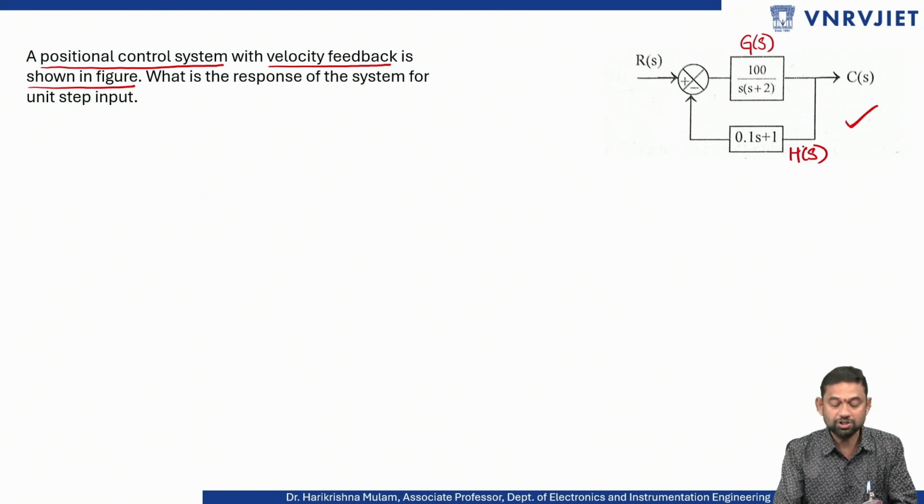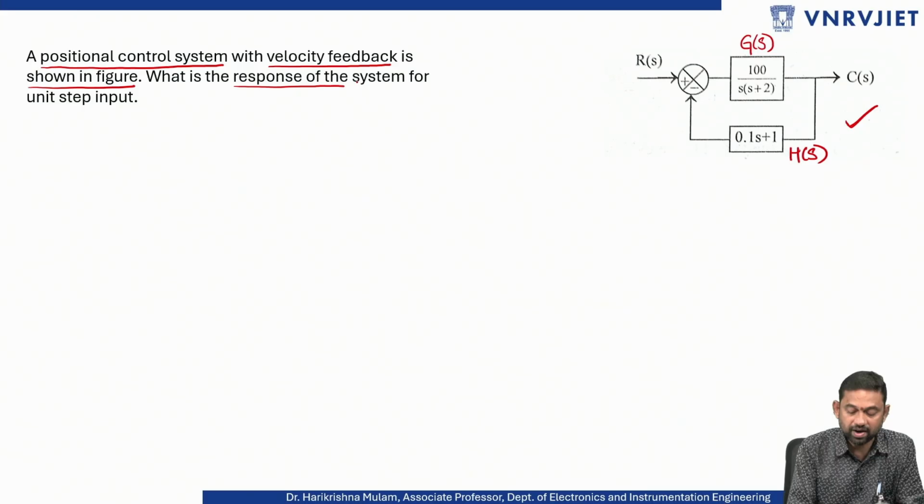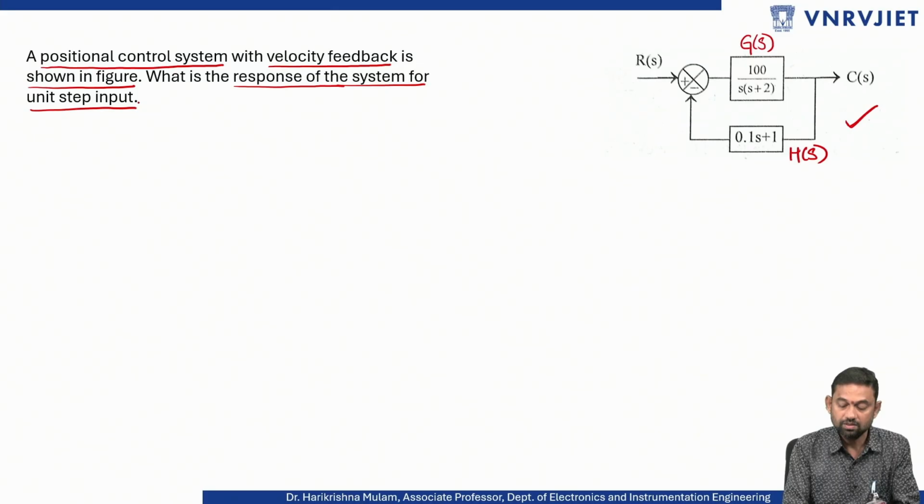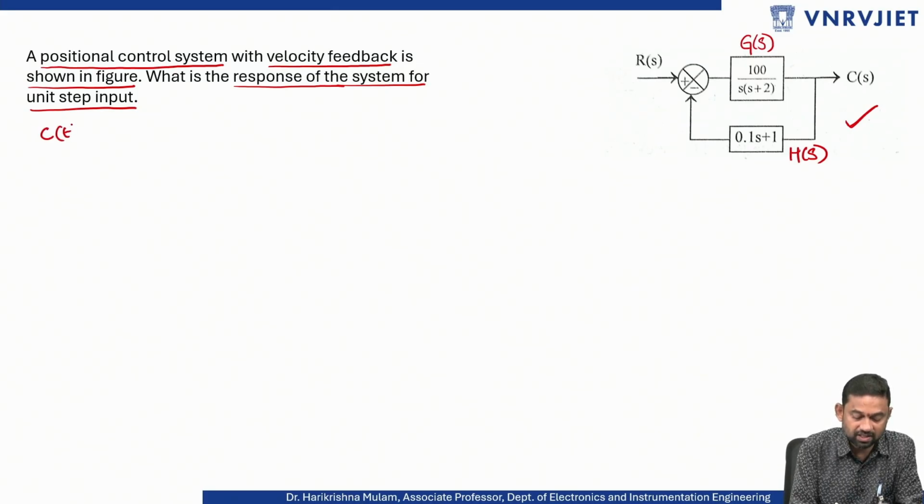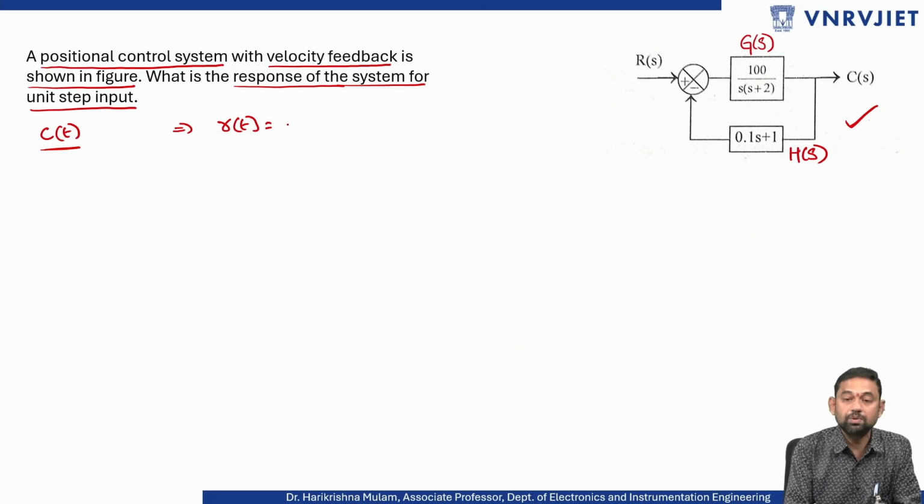For such a positional control system, what do we need to do? We need to find the response of the system for a unit step input. Therefore, we need to find the response C(t) of the system when the input R(t) is a unit step input, which is mathematically represented as 1.